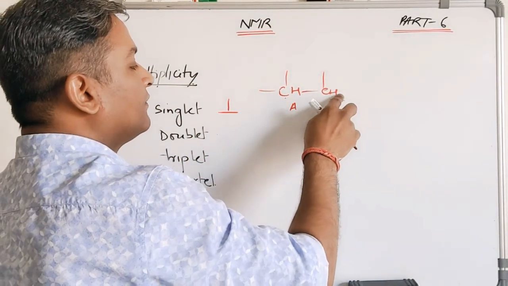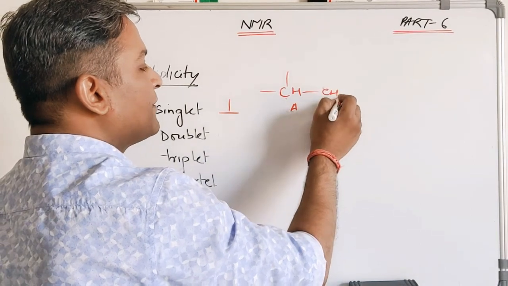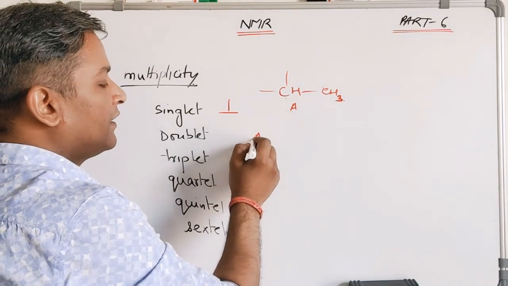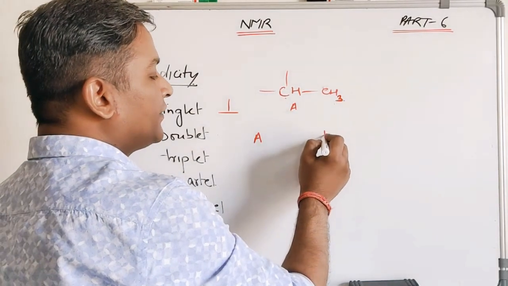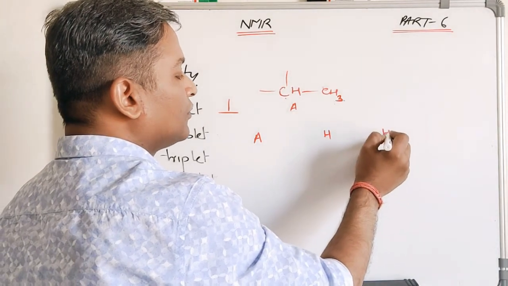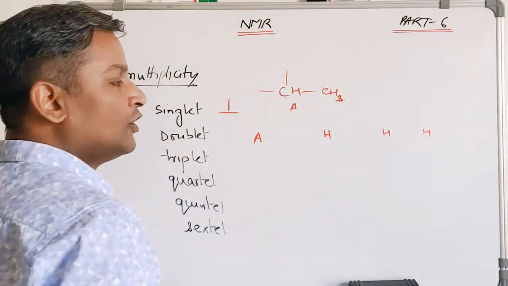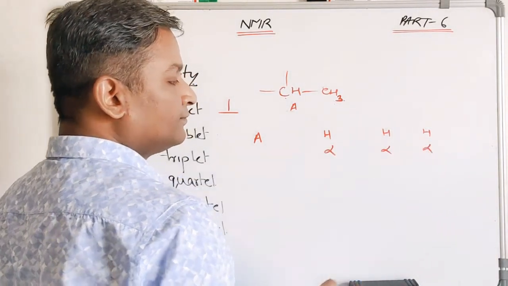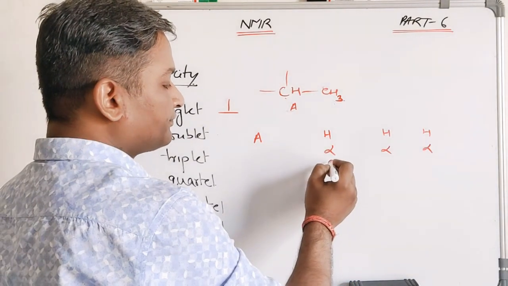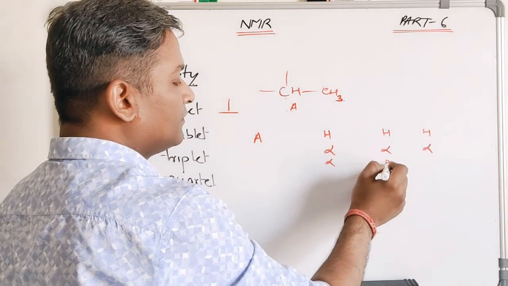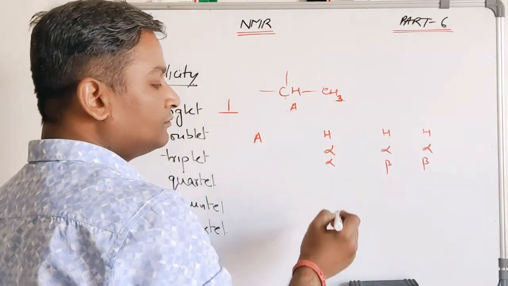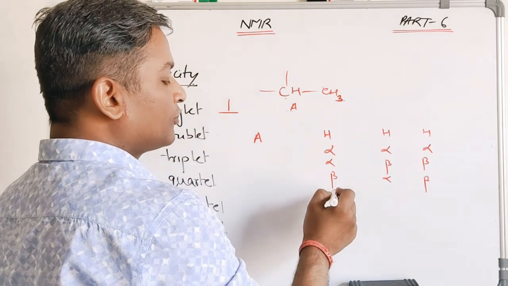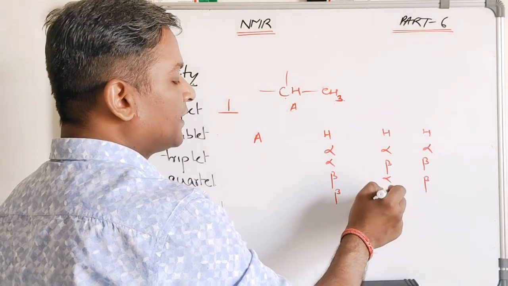Suppose I have CH3. Suppose I have CH3, so for the proton at A, the neighbors are 3 protons, 1, 2, and 3. What are the different possibilities? Possibility is alpha, alpha, alpha. Possibility is alpha, beta, beta. Possibility is beta, alpha, beta. Possibility is beta, beta, alpha.